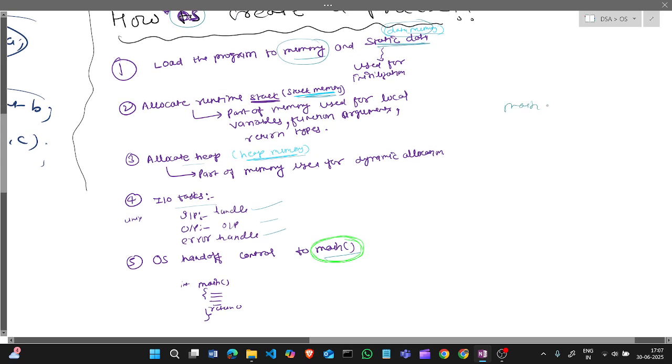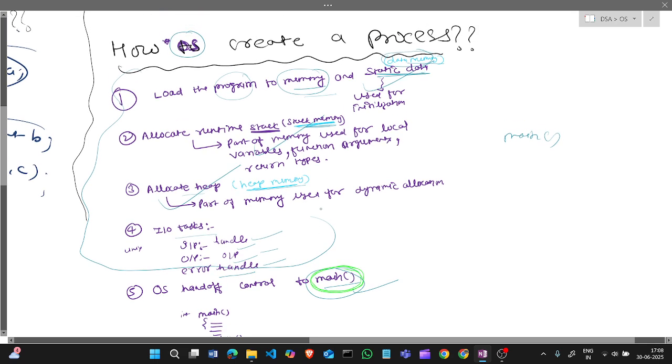So how is the process created? It loads the program to main memory, then distributes the variables and code according to the memory type, either heap memory, static memory, or data memory, and it also sets up input, output, and error handling. Then, when all these things are completed, the OS hands off all control to the main function. Okay. So this is how the process is created by the operating system.